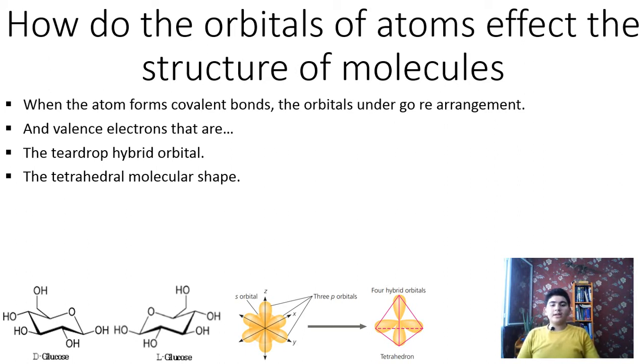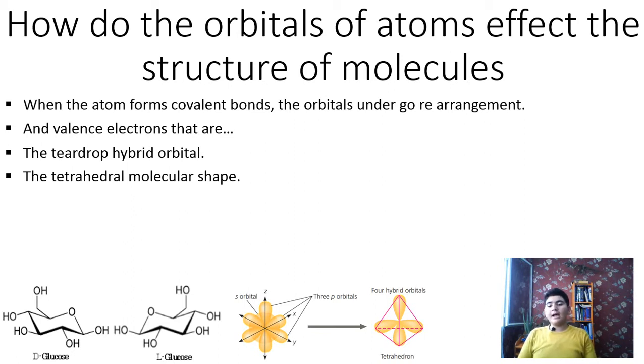If we connect the larger ends of these teardrops with lines, we will get the outline of a geometric shape called a tetrahedron, or a pyramid with a triangle base.